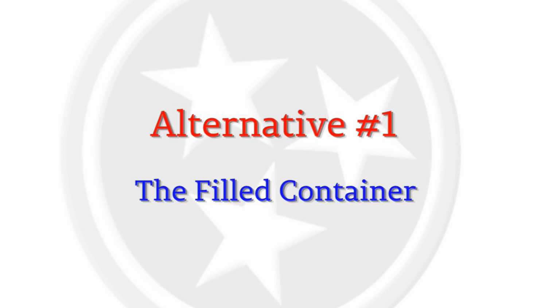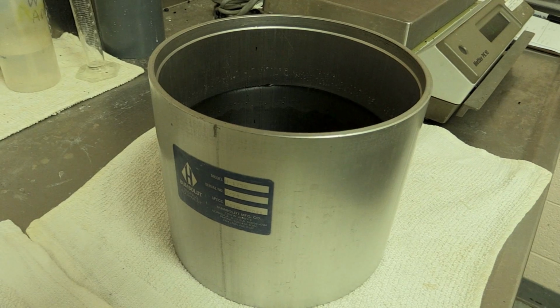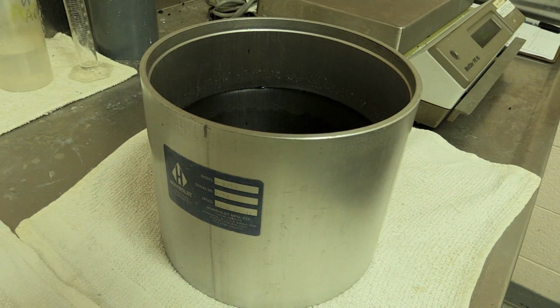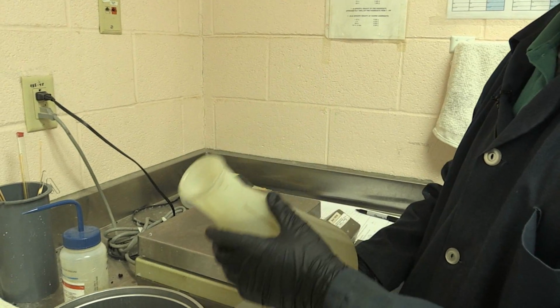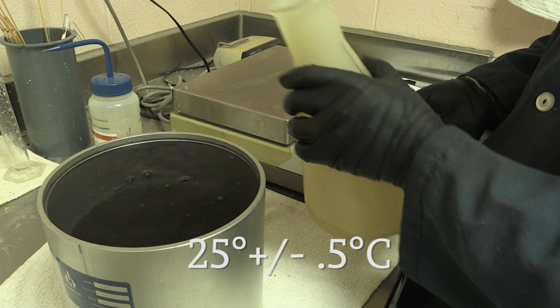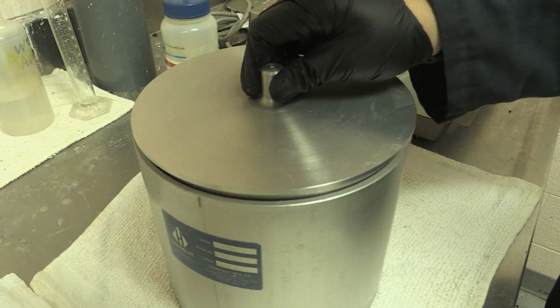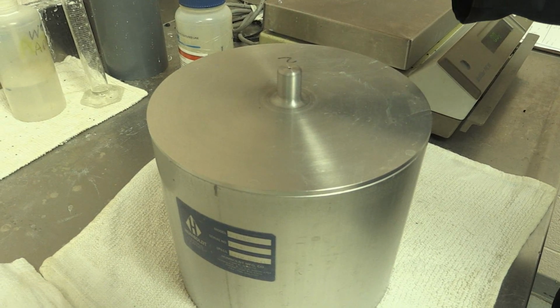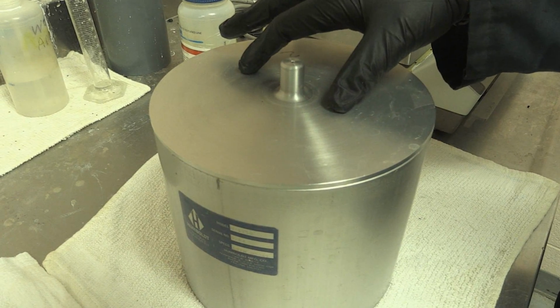Alternative 1. The filled container. Place container on a large towel and allow it to sit undisturbed for 10 minutes. Fill the container completely with water at 25 plus or minus 0.5 degrees Celsius. Place the lid on top and allow it to settle down onto the container. Water should leak out the side of the container as the lid settles.